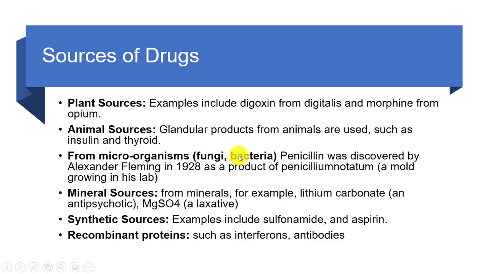And if I talk about microorganisms like fungi and bacteria, penicillin is one of the most famous drugs ever, and it is an antibiotic which is derived from a product called Penicillium notatum. It was a mold which was discovered by Alexander Fleming in 1928, growing in his lab. And we have quite a few other drugs as well that are derived from microorganisms.